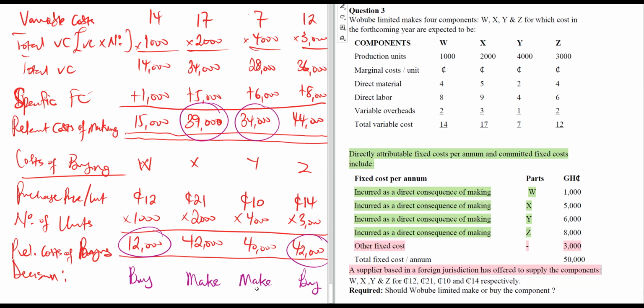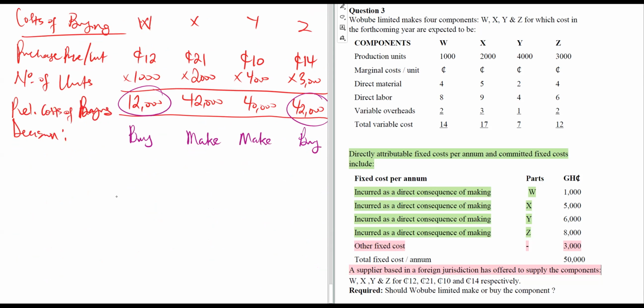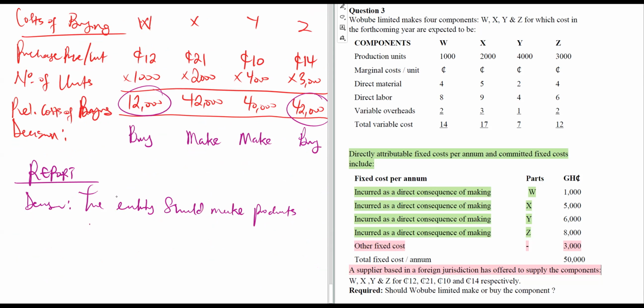In this management account, what's our decision if we are to write a report? The company should buy product W, make products X and Y, and should buy products Z from the external supplier.